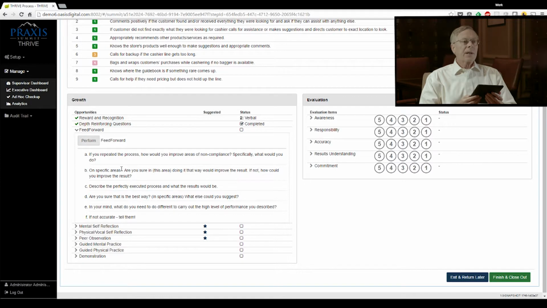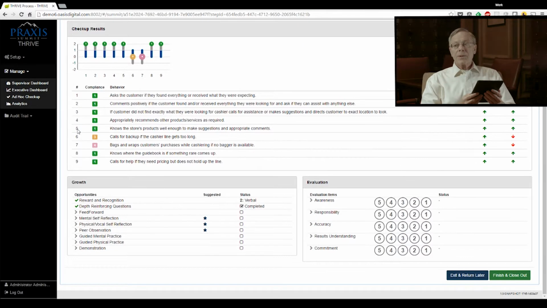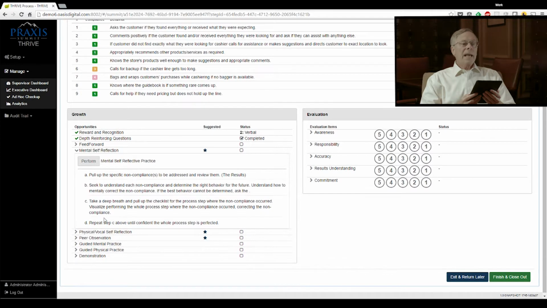Next level is mental self-reflection. Great deal of research on the fact that mental practice, visualizing doing something, improves what you're doing. And so just sitting and going through the process mentally, as long as you go through it properly, improves the practice. I think many have heard of those who mentally practice shooting free throws actually did better than those who actually practice shooting free throws. So this is the next level of mental practice.